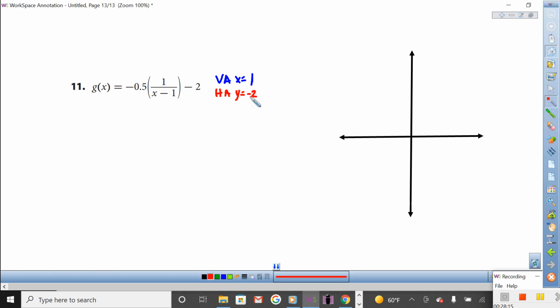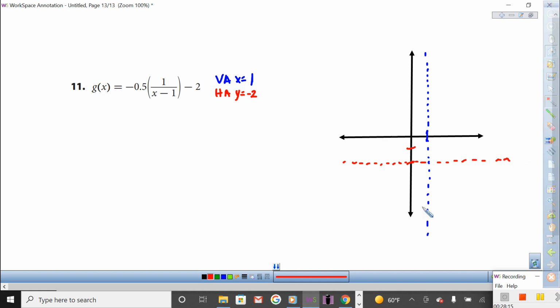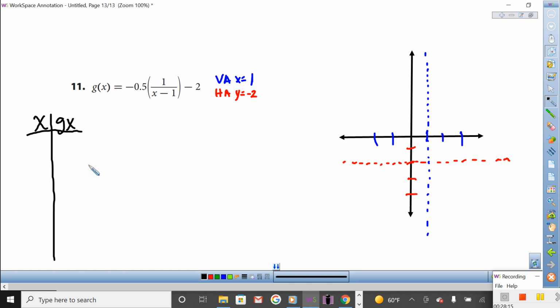Alright, so we got x equals 1. X equals 1 is right there. So we go straight down on x equals 1. And y equals -2. 1, 2. There they are. Now just a couple more tallies just for the sake of the graphing portion. Alright, so x, g of x.